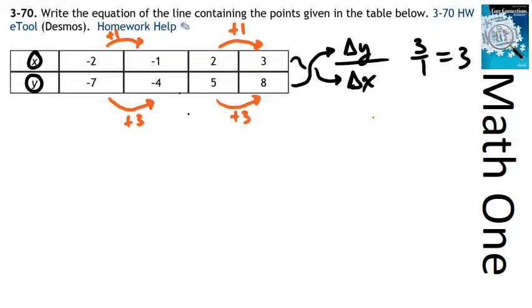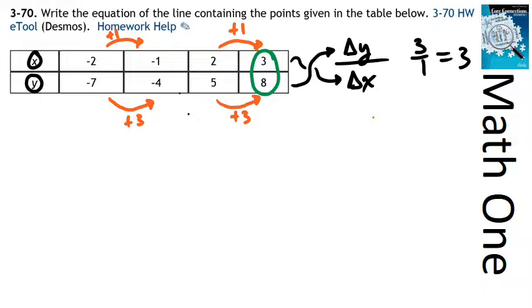Now, what I need to do now is figure out what the y-intercept is, and that's not visible on this table. I could probably extend the table or do something, but instead what I'm going to do is just figure it out by picking one of these points at random, and it doesn't matter which one I pick. Let's see, I'm just going to pick this point right here.